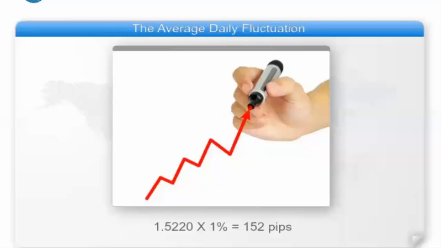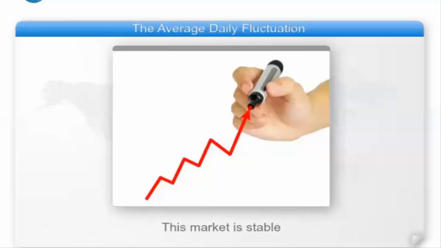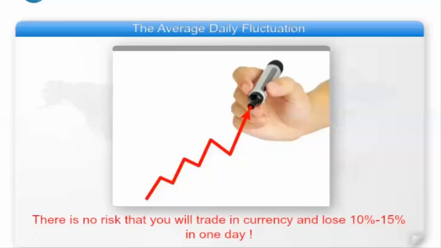So, if we said that the daily fluctuation of the euro to dollar is about 100 pips a day, by what percent does the euro-dollar fluctuate on average? About 0.7 to 0.8%, and in more turbulent periods, 2% at most. From this, we can learn of a new and important advantage that exists in the Forex market. This market is stable, and I'm referring mainly to the major currencies: the euro, the US dollar, the pound, the yen, and the Swiss franc. This is a stable market with exchange rate fluctuations of 0.5% up to 1.5% throughout the day. There's no possibility that you will trade a currency and lose 10 to 15% in one single day.